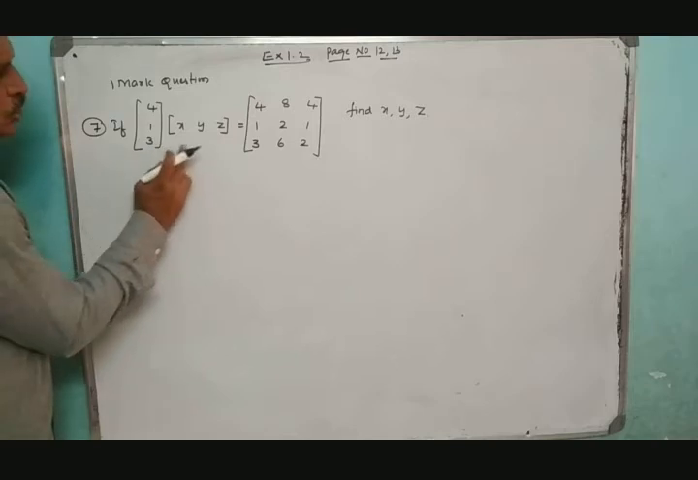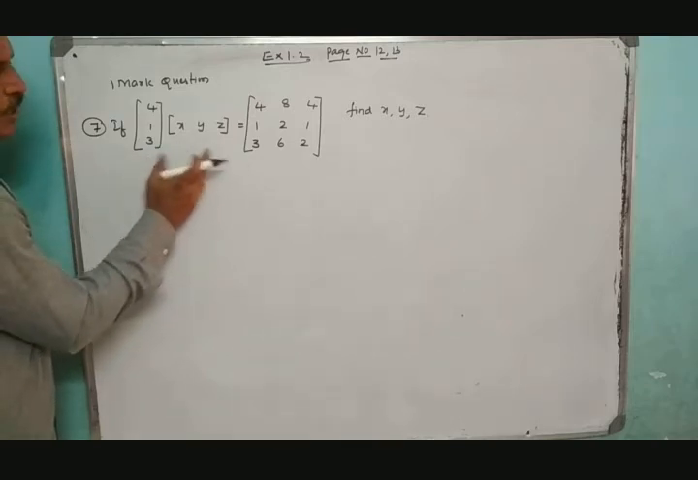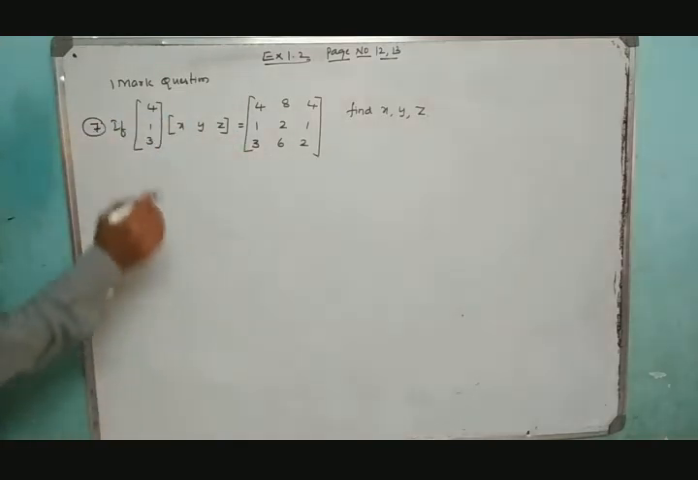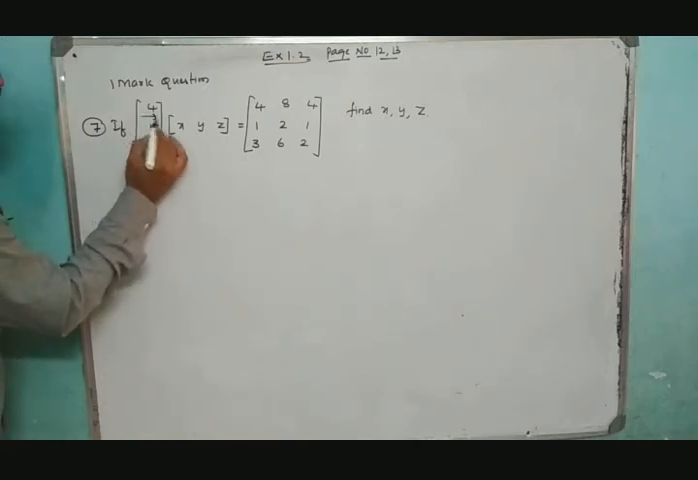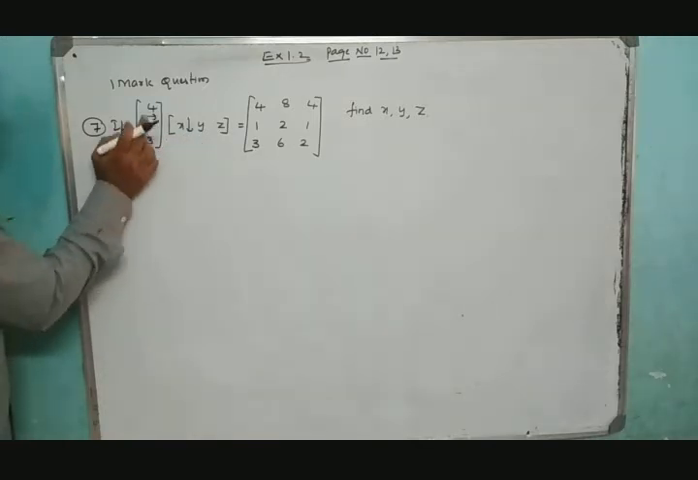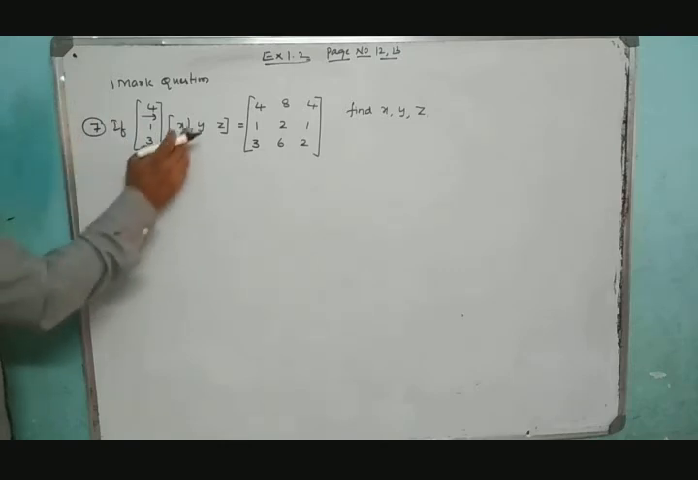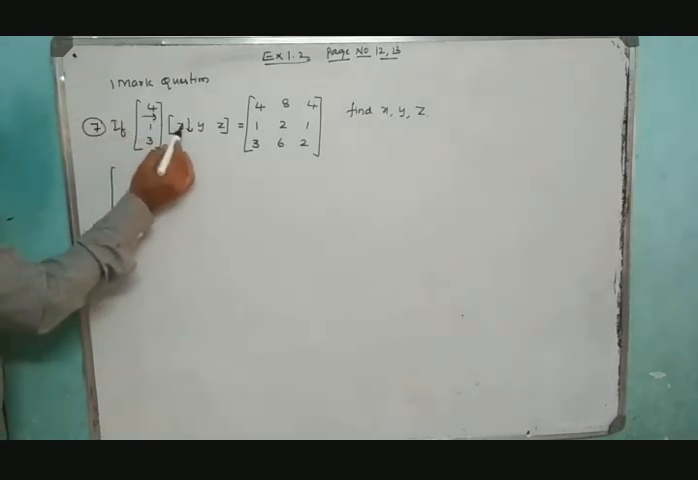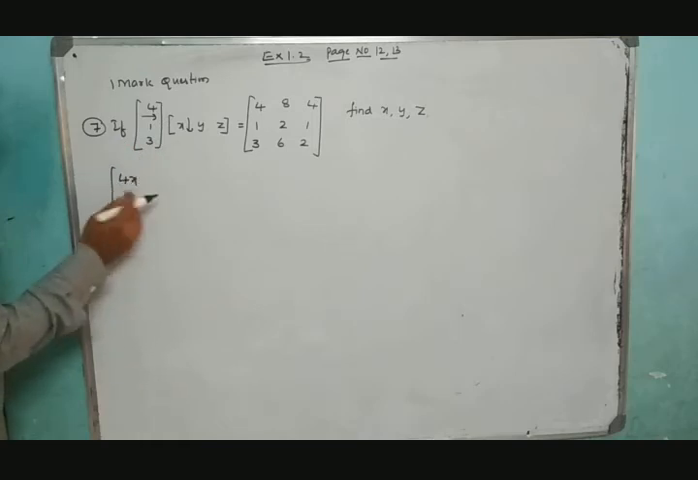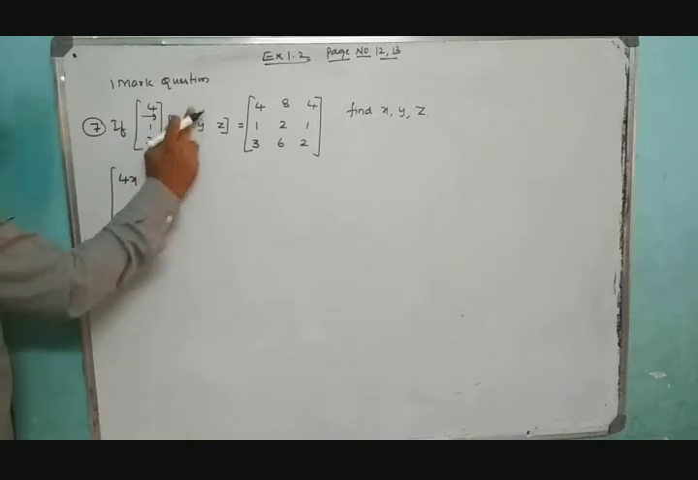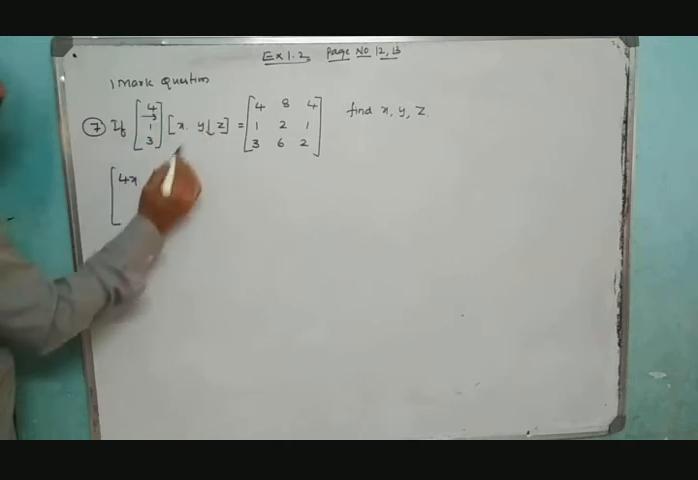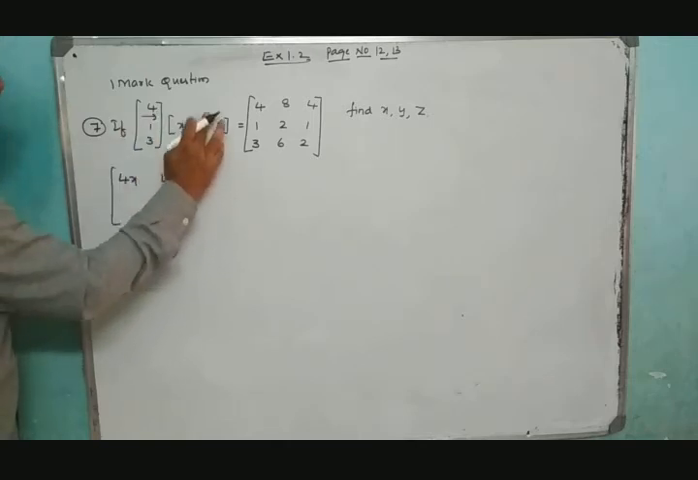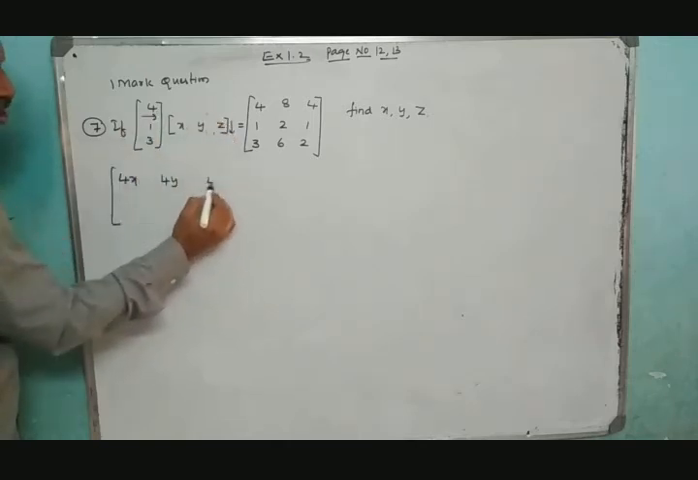Now, first, these two are a multiplication of matrices and they are equal to the other matrix. So, for the first row, first column. Remember, the first row has only one element and the first column also has only one element. So, that is 4 into x, 4x. First row, second column: 4y. First row, third column: 4z.